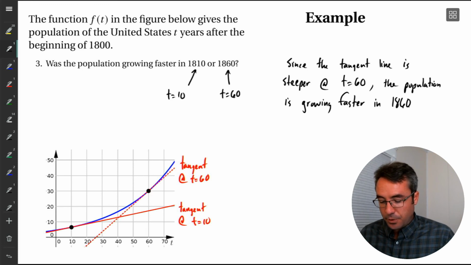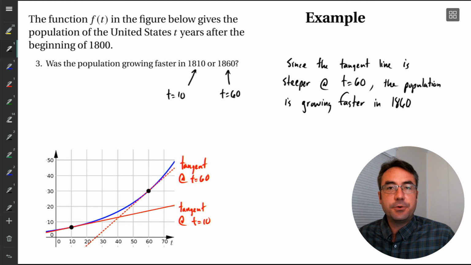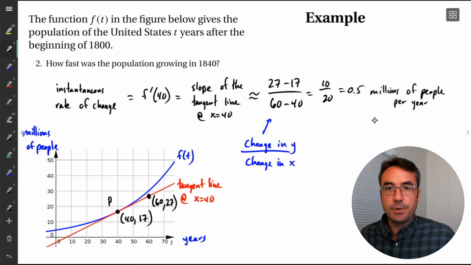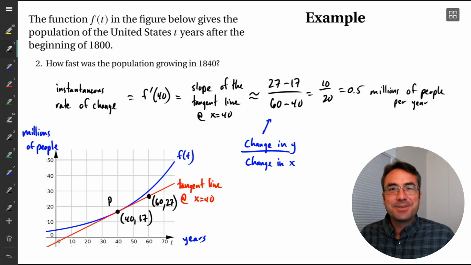So just a little practice being able to calculate and interpret, given the graph of a function, average rate of change, instantaneous rate of change, and then also being able to keep track of units. All right. That'll do it for this example.